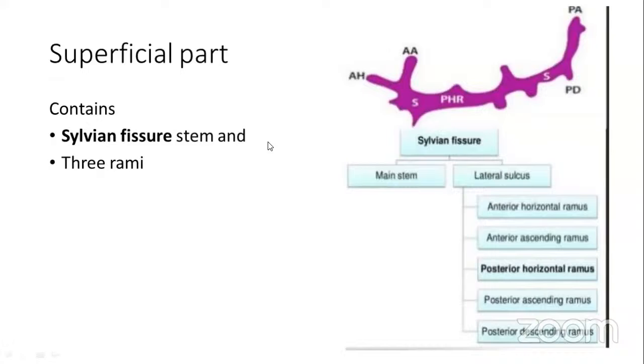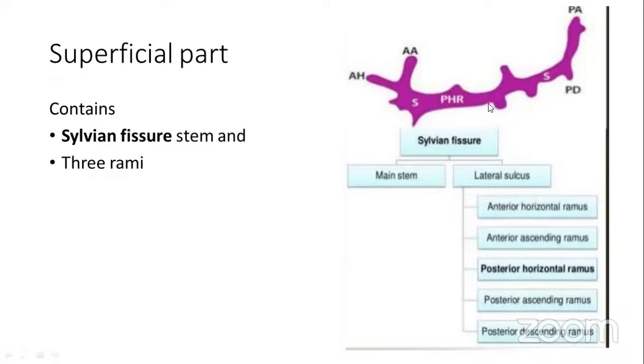Starting from the superficial part, it contains the main stem as well as the lateral sulci. We have the three main lateral sulci: the anterior horizontal ramus and the anterior ascending ramus. These two rami divide the frontal lobe into pars orbitalis, pars opercularis, as well as pars triangularis. And then we have the posterior horizontal ramus, which is longer.